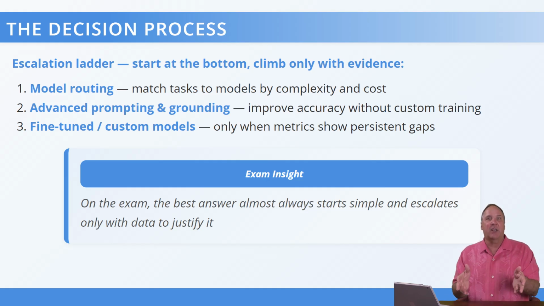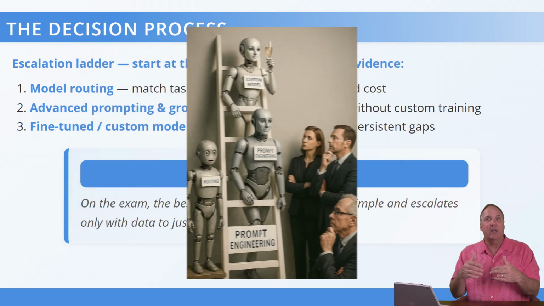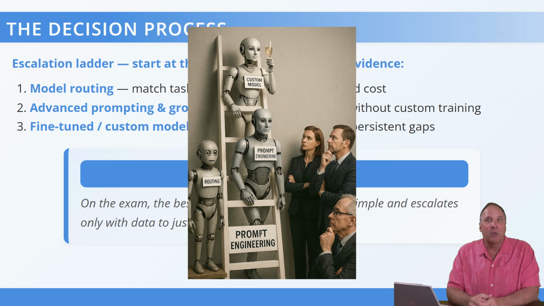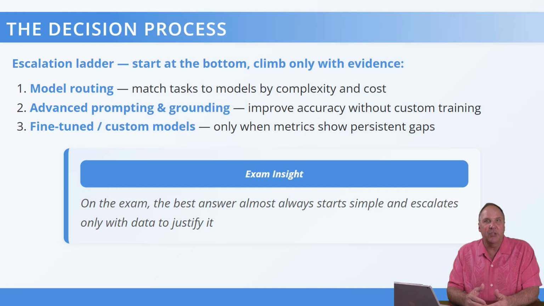Think of it as an escalation ladder. Routing is the first rung. Prompt engineering and grounding come next. Custom models are the top rung, and most organizations never need to climb that high. That's the pattern the exam rewards. You're not over-engineering. You're solving with the simplest effective approach and escalating only with evidence.